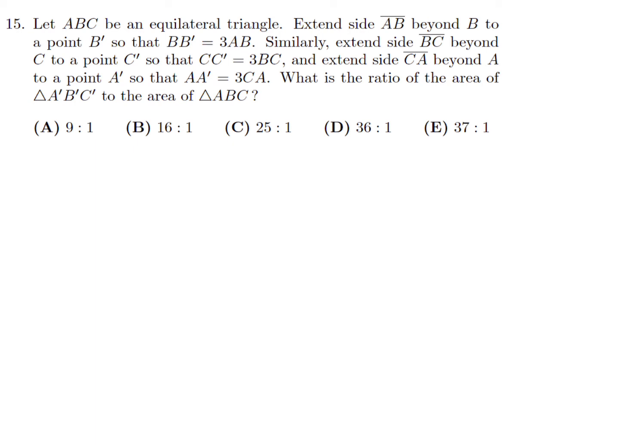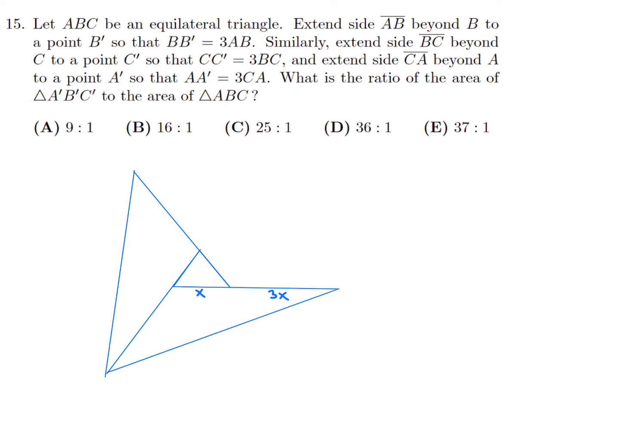So I've got an equilateral triangle, and I've got to draw it in a way so that when I extend it like that, it has a ratio of 3 to 1. So if this is x, this has got to be 3x, that length. And then once I do that, I do it to all 3 sides. So I do it here also, and I do it here also. And let's join all of this now. There we go.